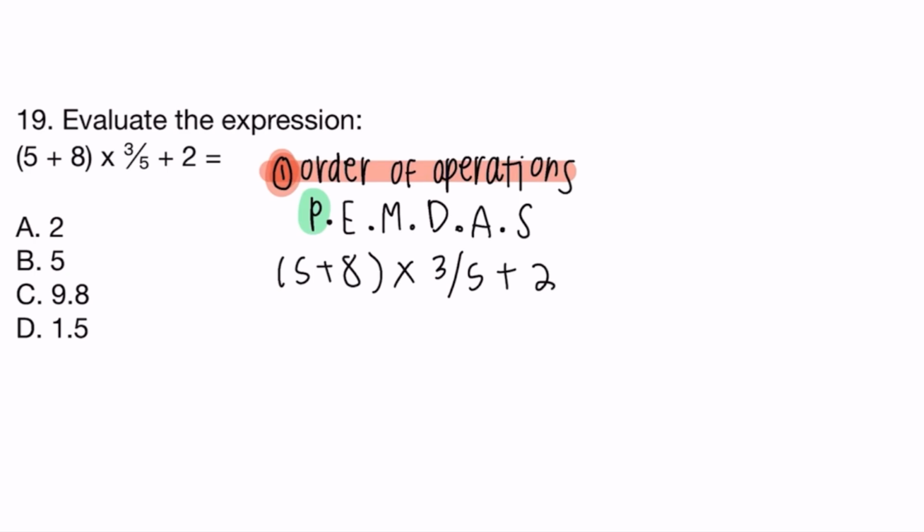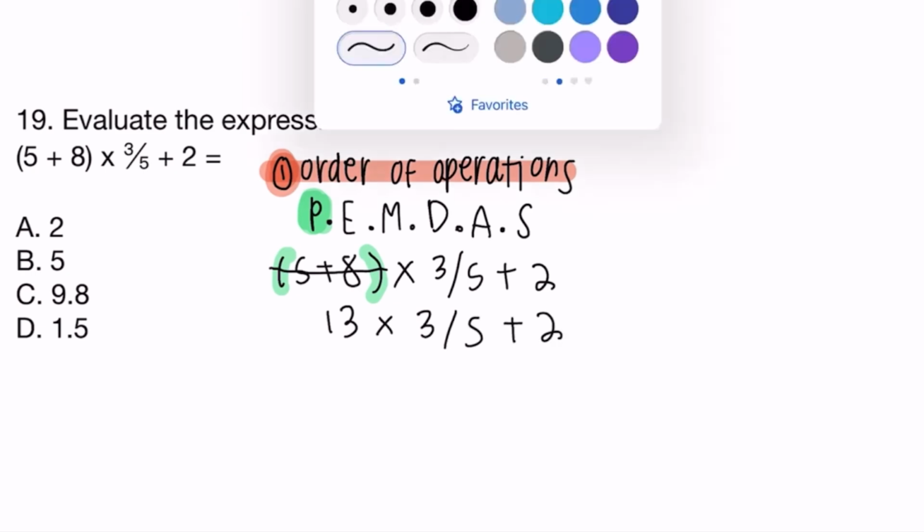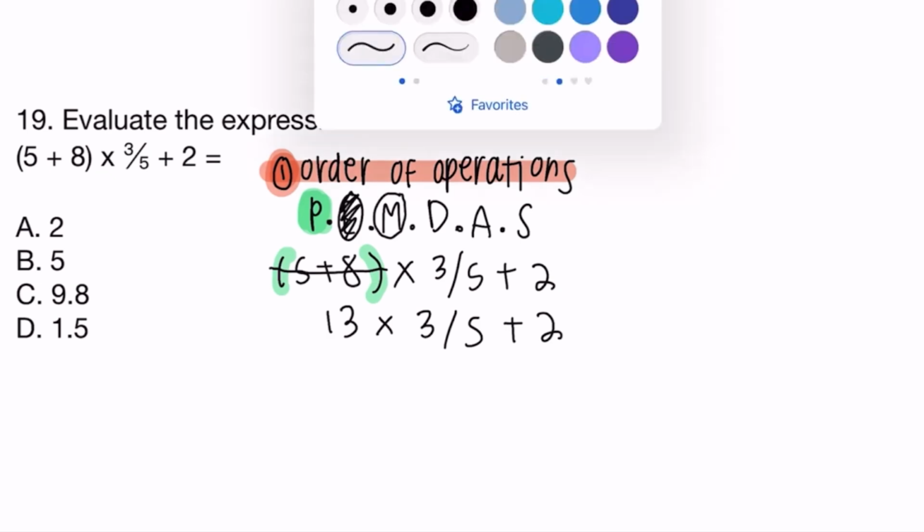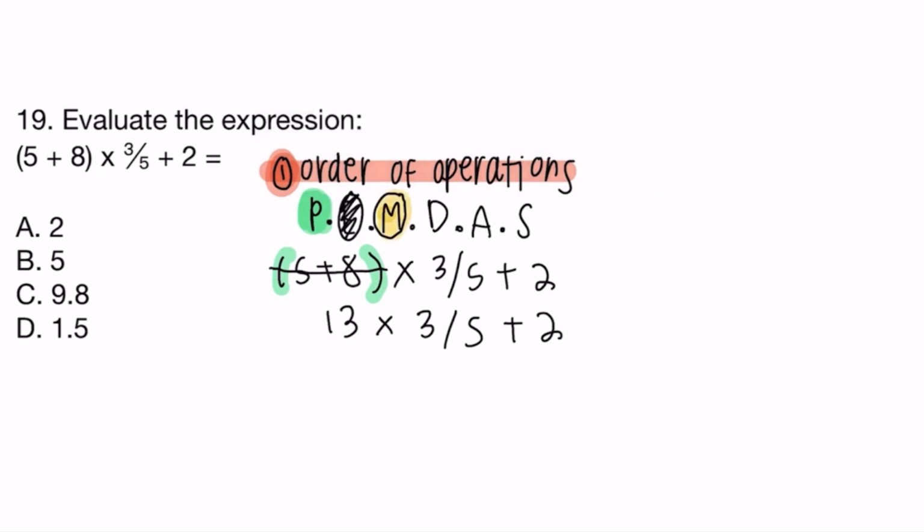Okay, so I see parentheses is first in the PEMDAS, so I'm going to look down and I see parentheses here. All that means is you just work that out first. So 5 plus 8, so 13. And then we're done with that, and I'm just going to write the equation out as follows. After that, I see E, which is exponents. Don't see any exponents, so I'm going to skip that. What's next? I see multiplication. I do see a multiplication problem, so I'm going to go down to multiplication.